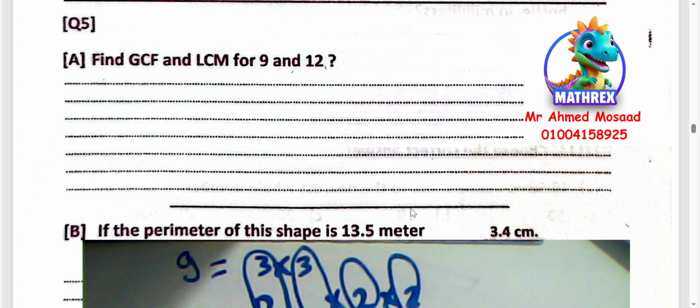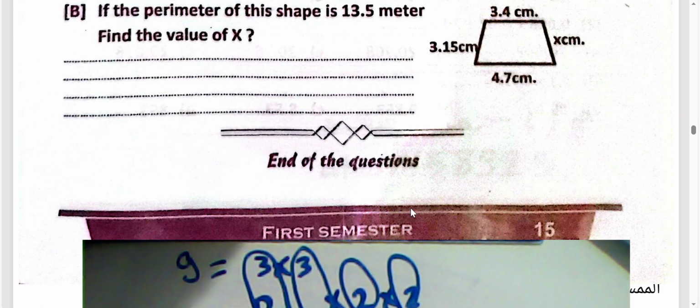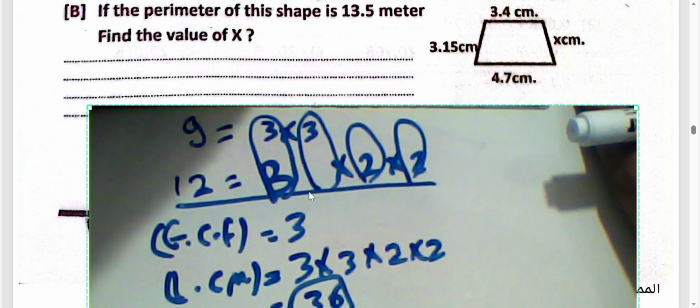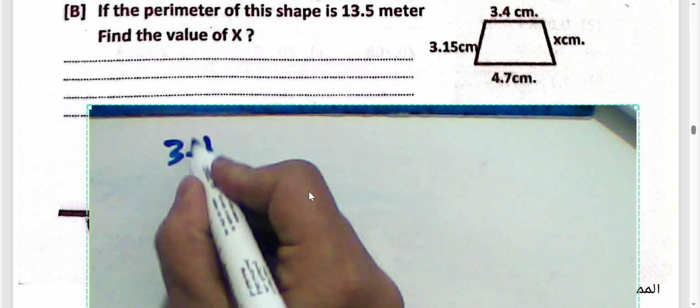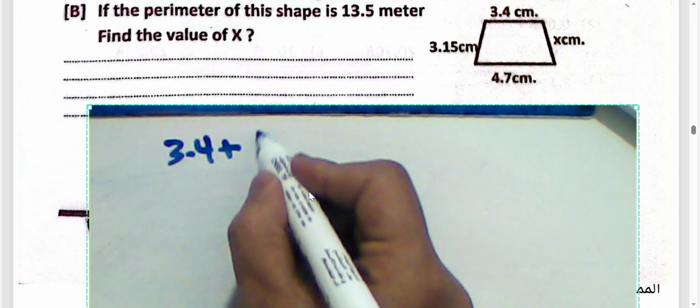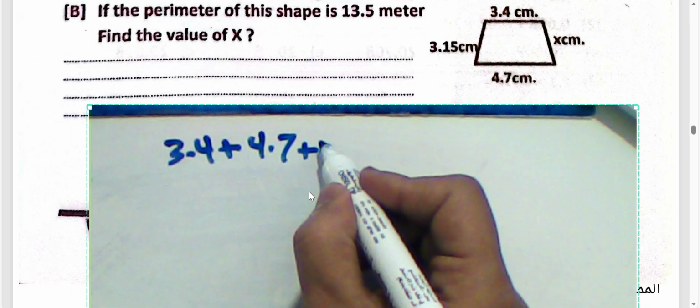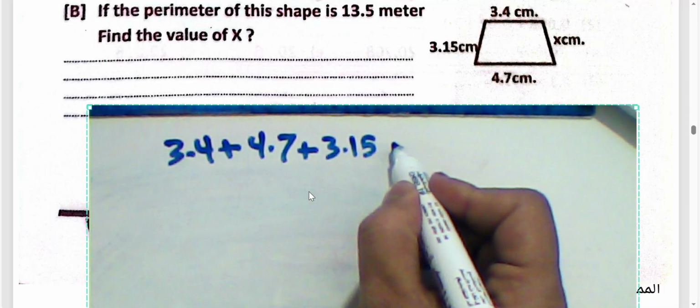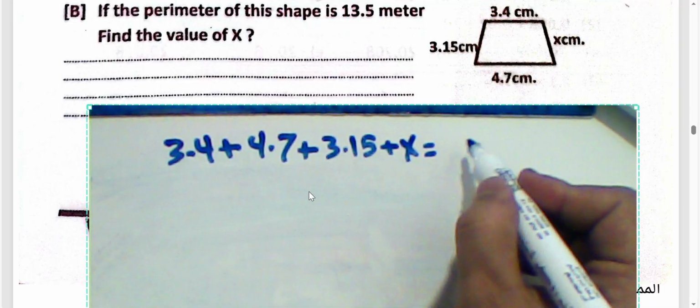Next question. Find the perimeter of the shape. He gives me the perimeter, which is 13.5, and he wants to find the value of x. We know the perimeter of any polygon is the sum of the outer sides. Okay, we can write 3.4 plus 4.7 plus 3.15 plus x equals 13.5.